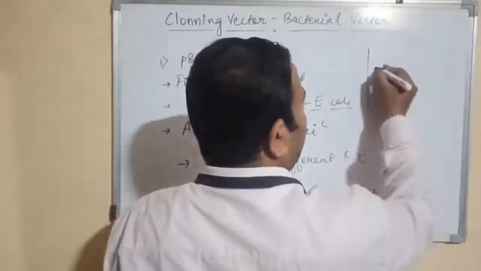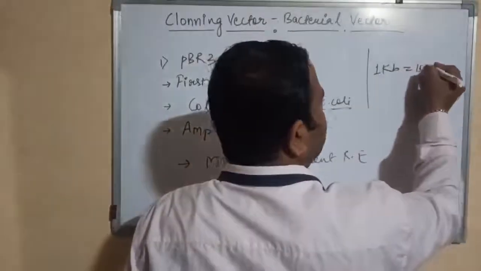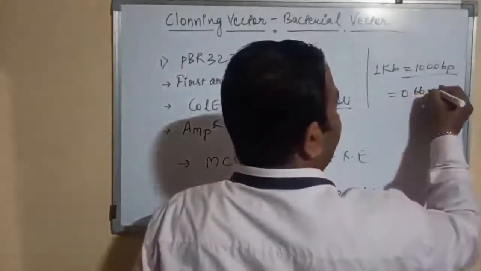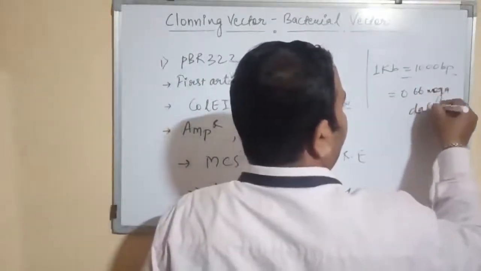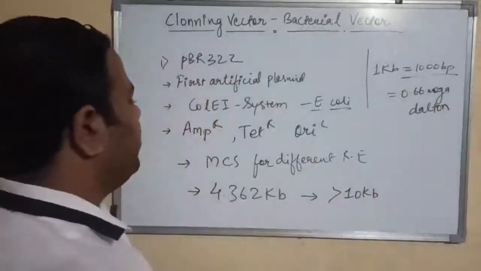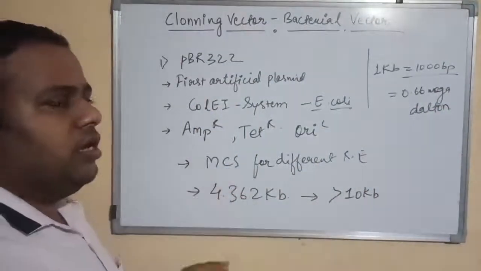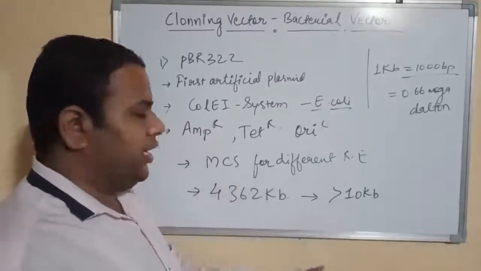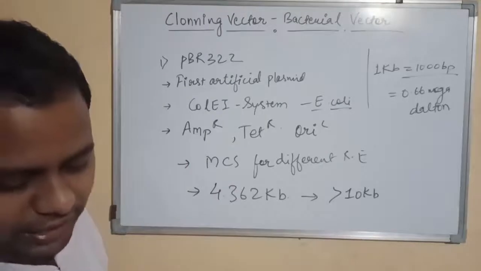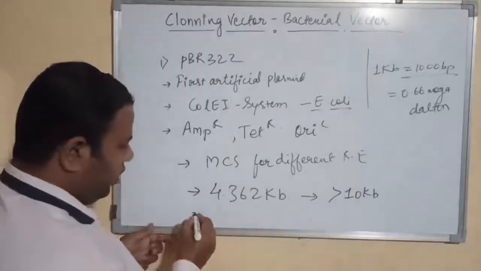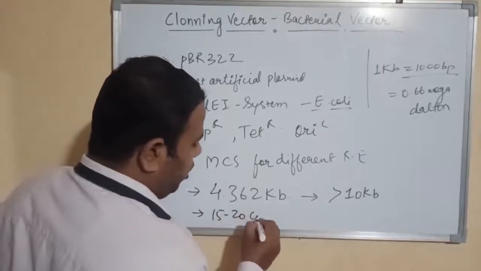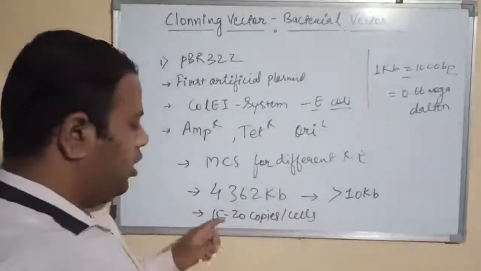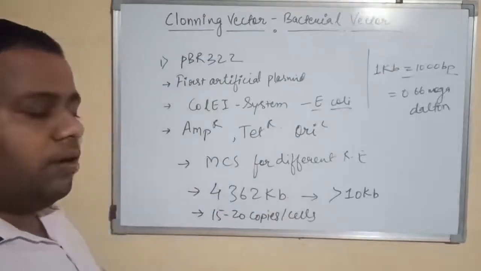We know that 1 kb of DNA is equal to 1000 base pairs, and these 1000 base pairs correspond to 0.66 megadalton of molecular weight. So this is the approximate conversion that we'll use here while isolating the plasmid in agarose gel electrophoresis. So the maximum fragment that can be cloned here is 10 kb. So normally it is having 15 to 20 copies per cell, means this plasmid is having this many copies per cell, but this can be increased by treatment with an antibiotic, that is chloramphenicol.